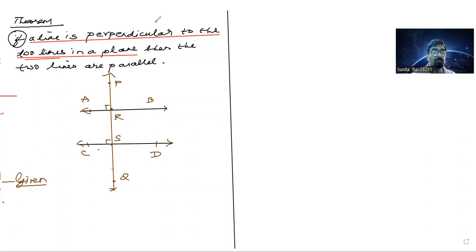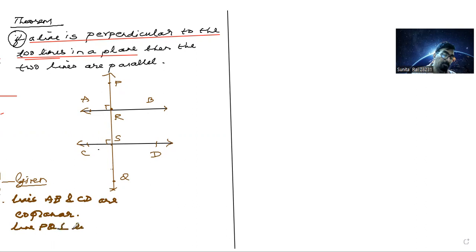Now see what I do is, children, I just say what is given: line PQ, line AB, can you see? Line AB and CD are coplanar, meaning lying in the same plane are coplanar. Line AB and CD are coplanar, and the line PQ is perpendicular to line AB. Okay, and the same line PQ is perpendicular to line CD. मतलब same line is perpendicular to the two lines. Then prove that.